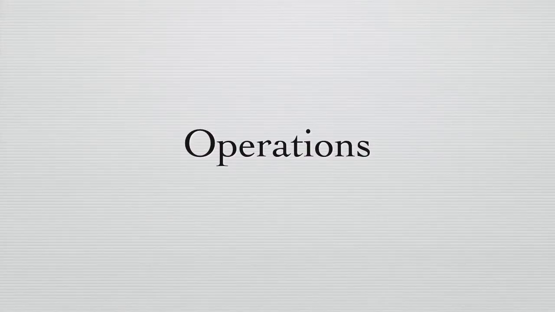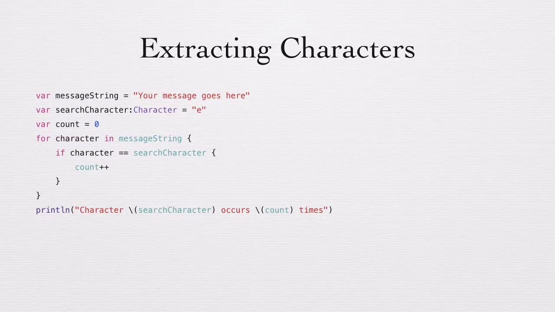In the next few slides, I will discuss a few commonly used operations on strings. This code explains how to extract individual characters from a given string. We first declare a string constant. Next, we declare a variable of character type and assign it some initial value. We will search the previously defined string for the presence of this character and count its number of occurrences.